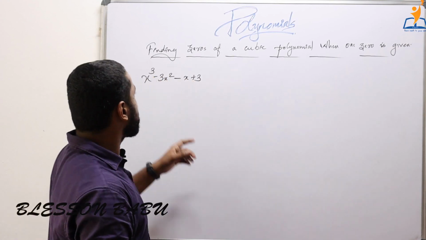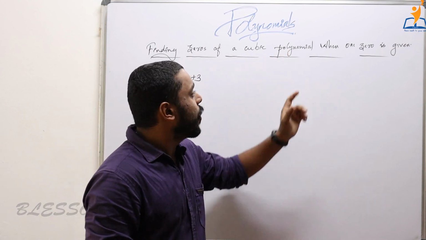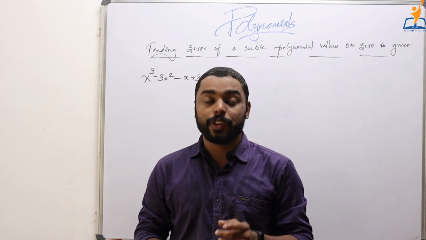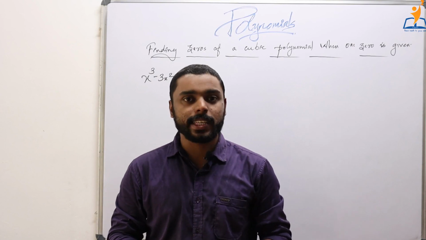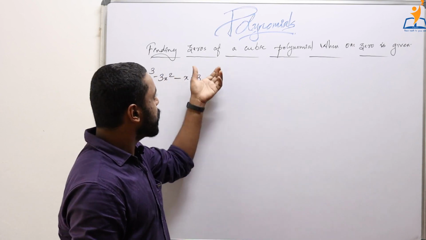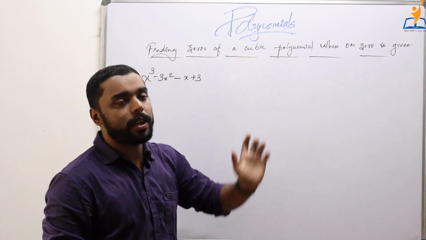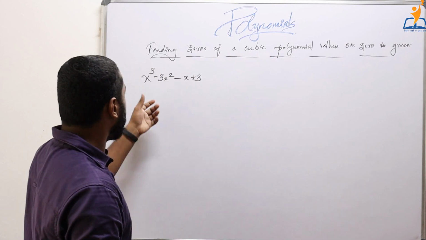Today we are going to discuss finding zeros of a cubic polynomial when one zero is given. We know that a cubic polynomial can have at most 3 zeros, and whenever one of the zeros is given, we are going to find the other 2 zeros of the cubic polynomial. In order to move on to the topic, we have taken an example.